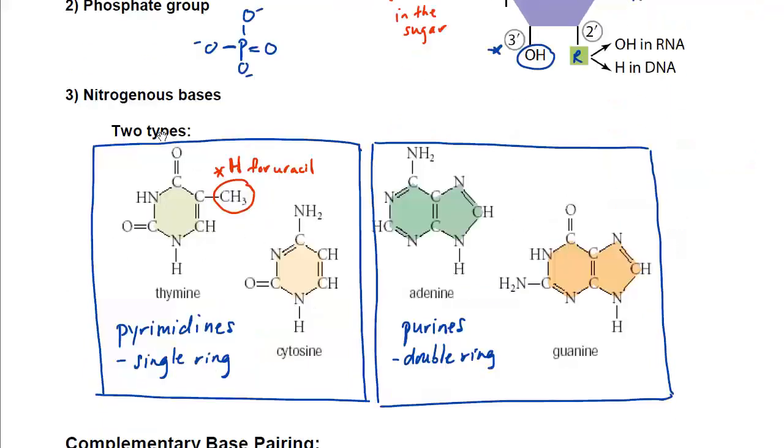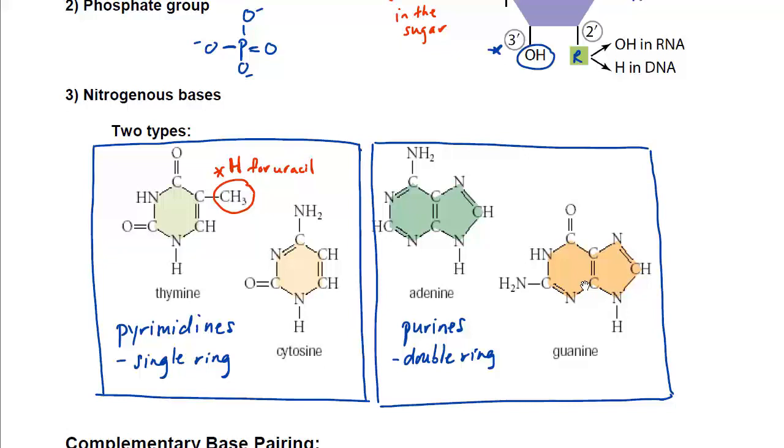The third part would be the nitrogenous bases. You've got thymine and cytosine, so T and C, and you've got adenine and guanine. You've also got a uracil in place of thymine for RNA. Notice there's only 1 carbon and nitrogen ring here. 1 carbon nitrogen ring, and then there's 2 rings over here. So you've got pyrimidines are the single rings, and then the purines are the double rings.